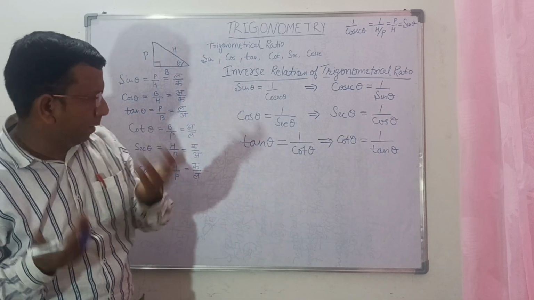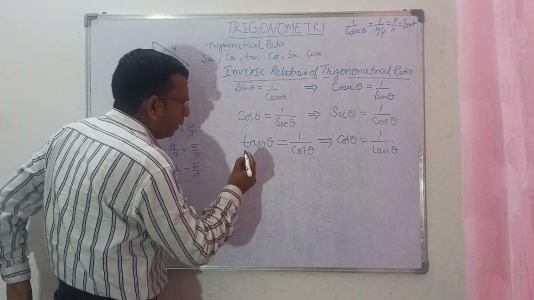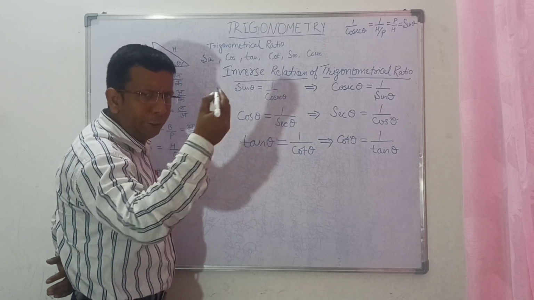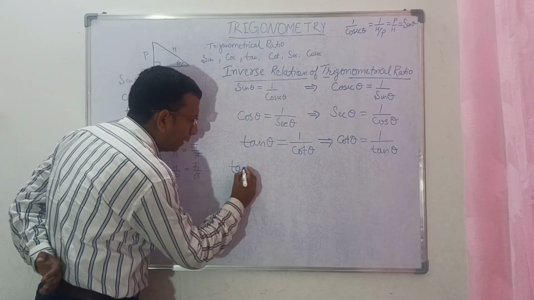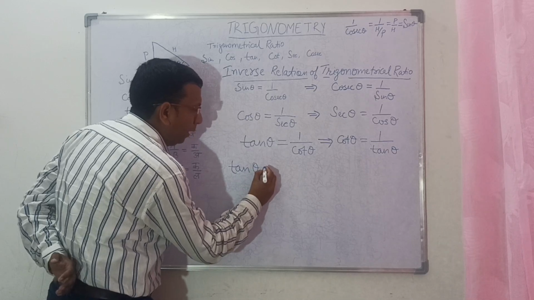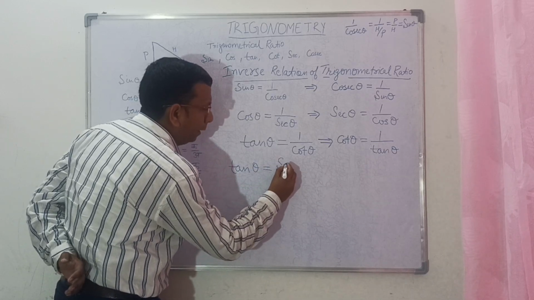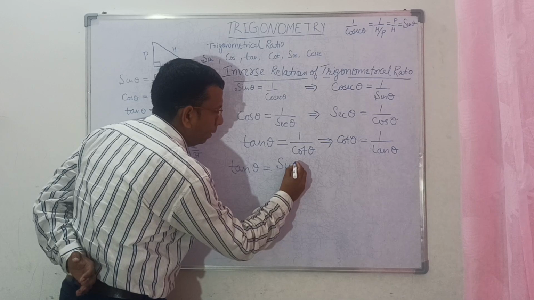And let's come to the next topic. There is another ratio. You can say that tan theta is equal to sin theta by cos theta.